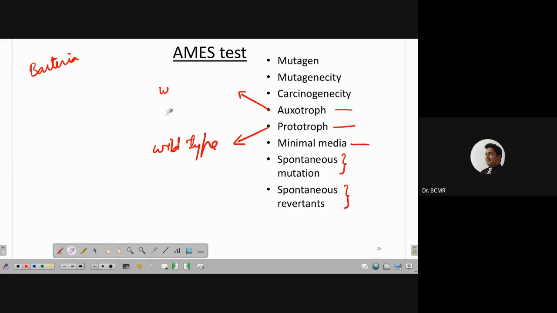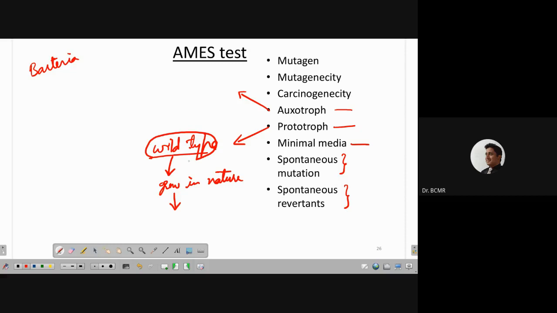What do you mean by wild type? When you say wild type, it means it can grow in the wild, in nature. If it can grow in nature, it should be able to use the materials that are available in nature by itself and synthesize everything it requires by itself, right? That is called a wild type.